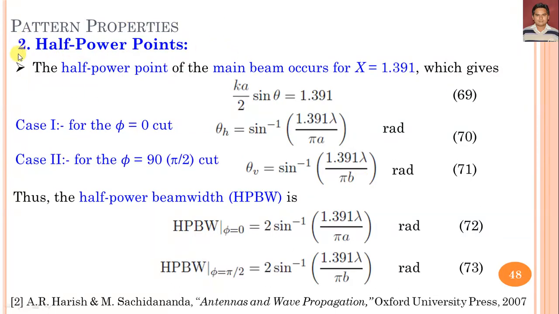And then further we can calculate the half power points, as we have discussed. The main beam occurs for x equal to 1.39, as we have discussed in the previous lecture. Then we can calculate the horizontal and vertical plane analysis, and the half power beam width at phi equal to 0 is equal to twice sine inverse of this expression, and similarly for phi equal to pi by 2, as you can see in this expression. So here you can see the difference is a and b, other things remain the same. So we can calculate in the two principal planes the half power beam width and first nulls.